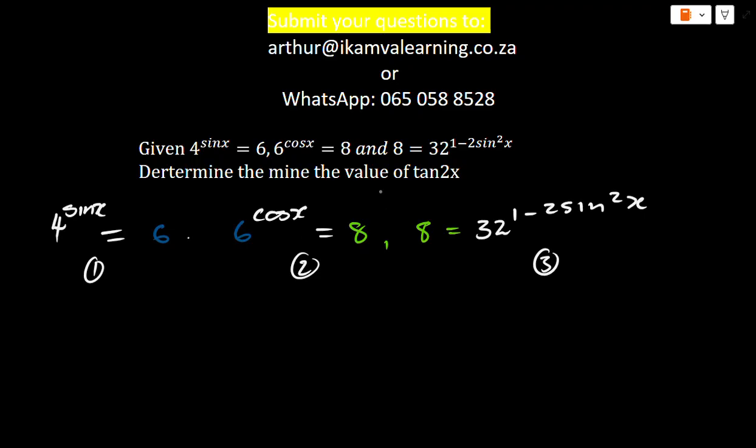So let's have a look at this question. We are given that 4 to the power sine x is equal to 6, while 6 to the power cos x is equal to 8, and 8 is equal to 32 to the power 1 minus 2 sine squared x. Now we are asked to determine the value of tan 2x.